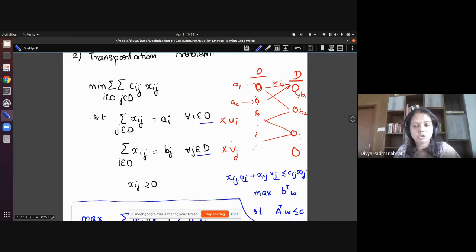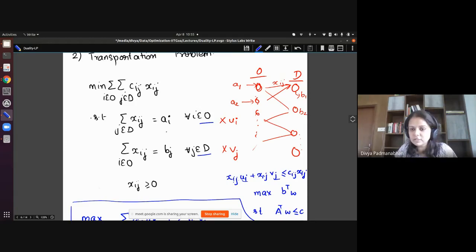Xij is your decision variable. You want to see how much you want to send in each of these links, from each origin to each destination location. And the cost is cij: the cost of sending each unit of product from i to j is cij. So the objective is just minimizing this double summation.